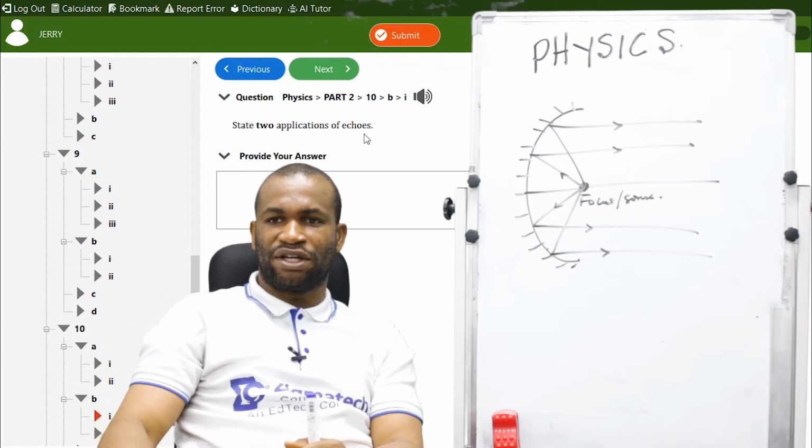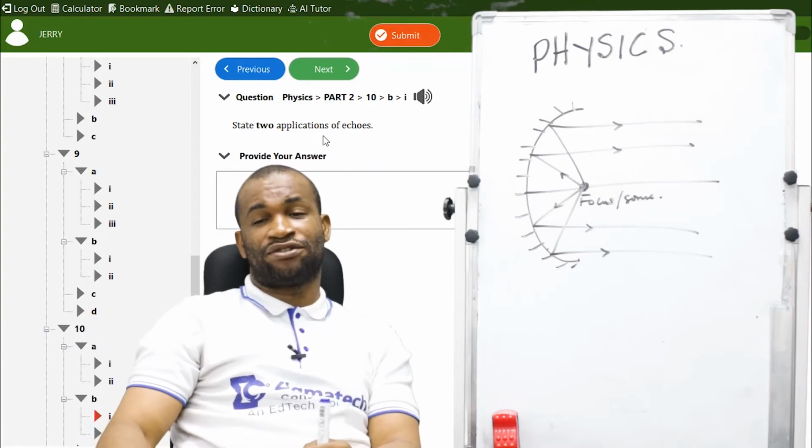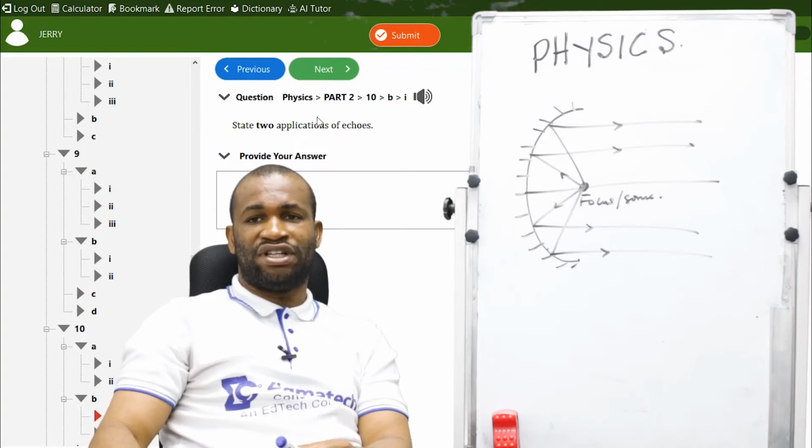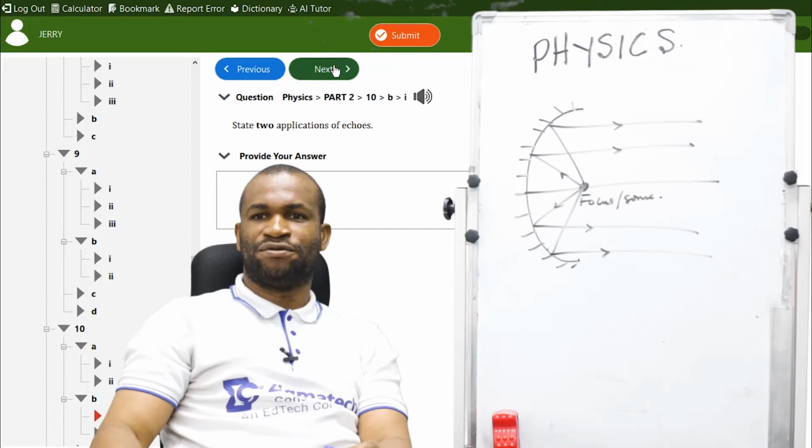State 2 applications of echo. Application of echo: 1, to determine the depth of the sea; 2, in submarine for oil exploration. That's the 2 I have for you.